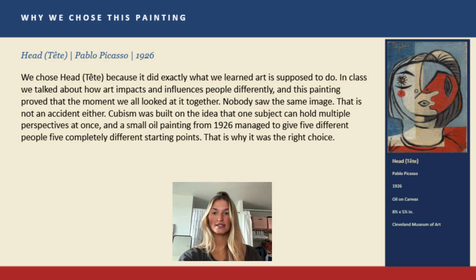Cubism was built on the idea that one subject can hold multiple perspectives at once, and a small oil painting from 1926 managed to give 5 different people a completely different starting point. And that is why it was the right choice.